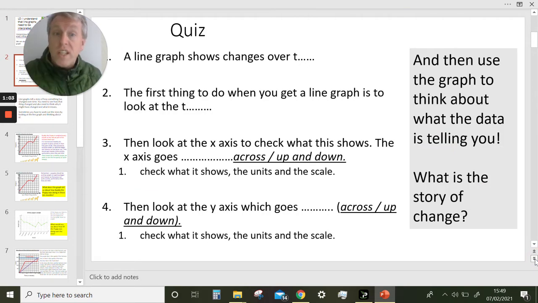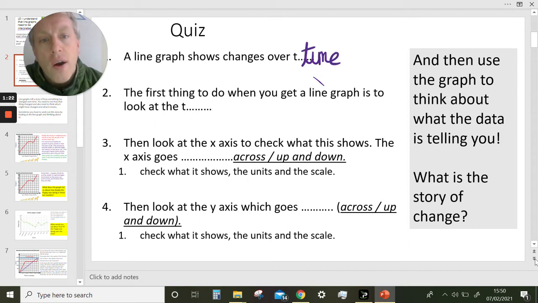Okay, we're starting with a quick quiz. Pause the video, see if you can fill in the gaps. Right, let's look at these then. A line graph shows changes over time. One thing changing over time.